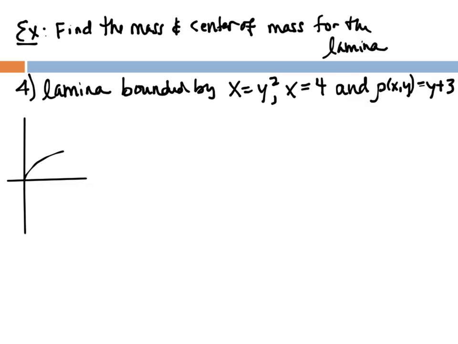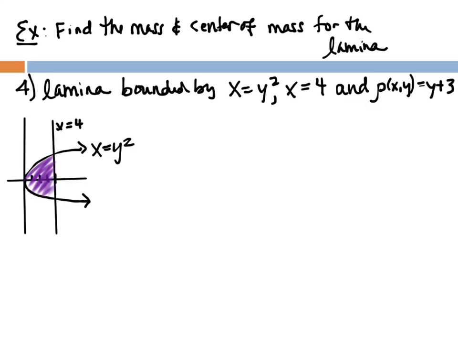Sideways parabola, right? We are no longer confined to thinking about functions or anything in terms of it being just up and down. And then I've got this equation x equals 4. What does that look like? Vertical line at 4, right? We'll go with something like that. So this is x equals 4. This is x equals y squared. And our planar lamina is this part of the parabola, right?